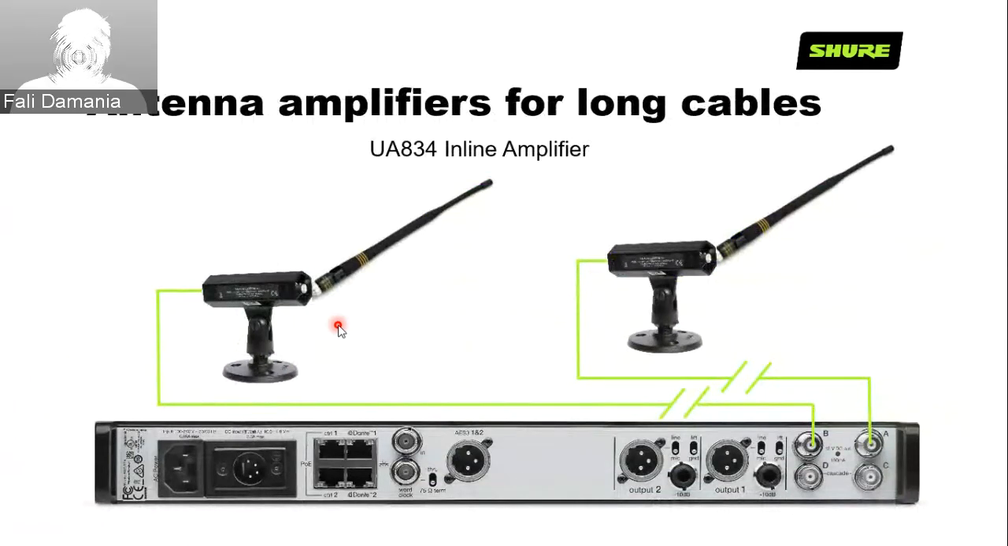Now this is a typical setup. For example, we have 2 inline amplifiers, that's one here and here and here, and we have an Axient Digital device. They're connected to antenna A and antenna B. Now, on the inline amplifier, like we said, there are 2 gain selector switches, +6 and +12.